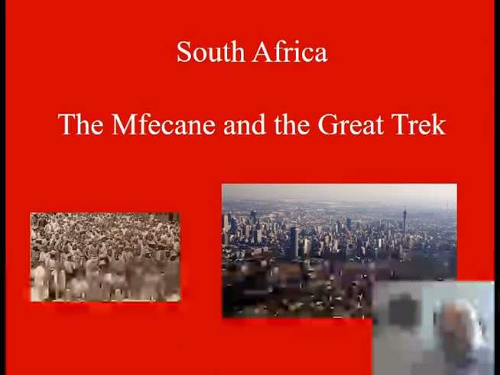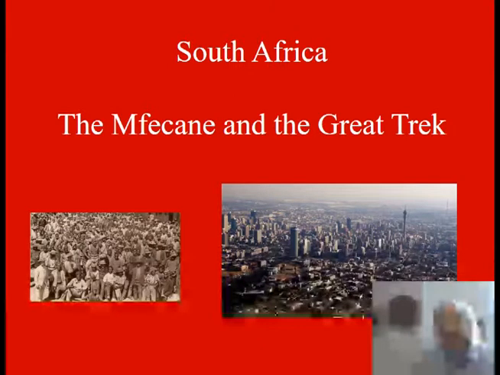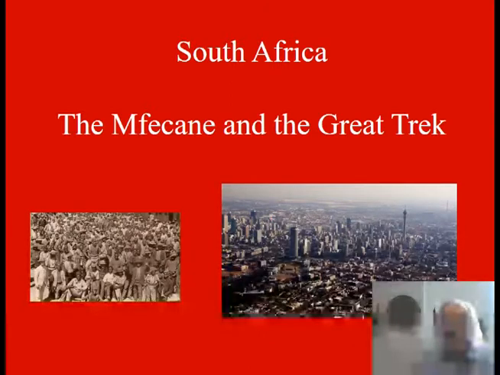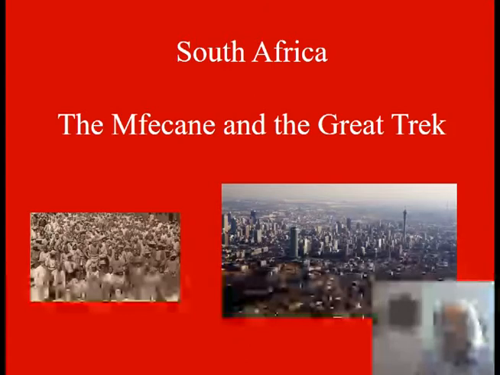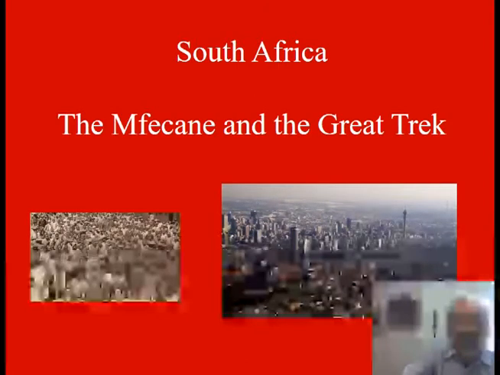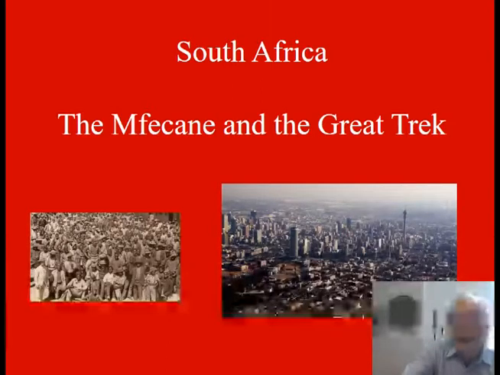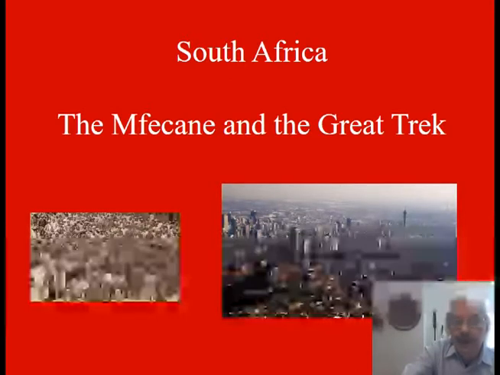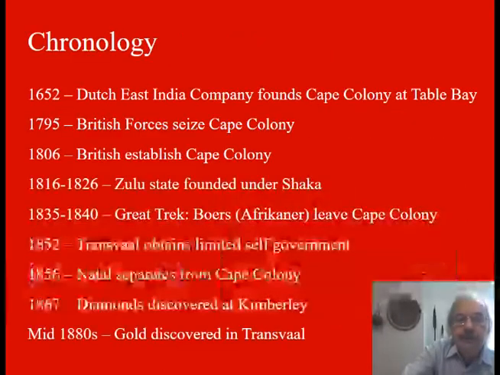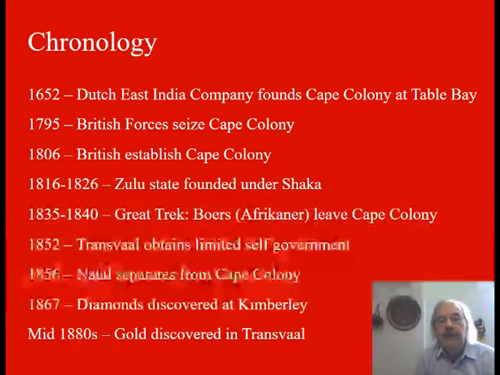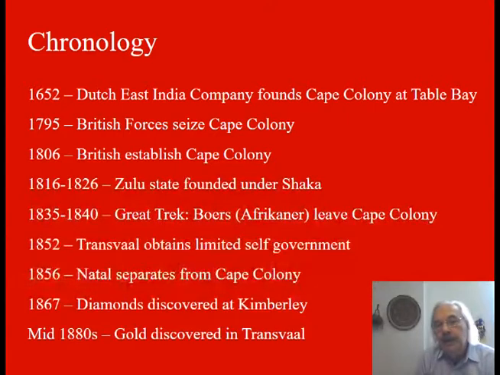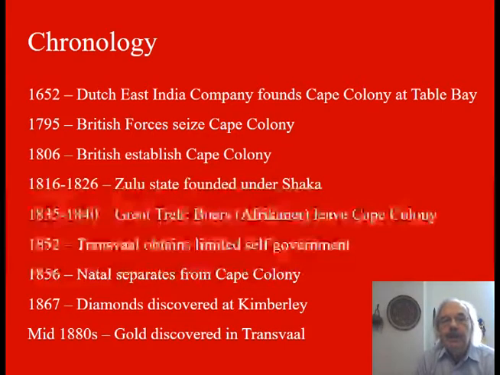The picture on the right is a modern view of Johannesburg, because obviously you get the sense that South Africa is an extremely modern, well-developed country, and that image gives you that sense. Now we want to go back to the 18th and the 19th centuries and see the background and how South Africa got to where it is in the present. And here's a rough chronology of the major events that I want to talk about today.